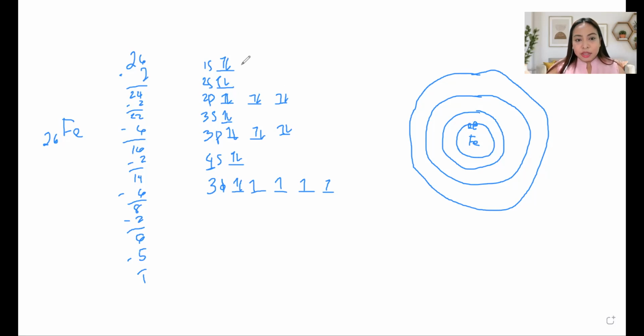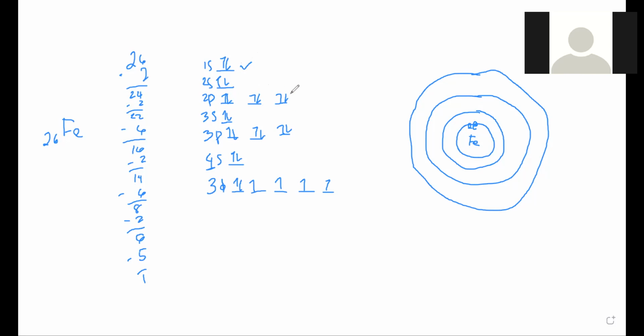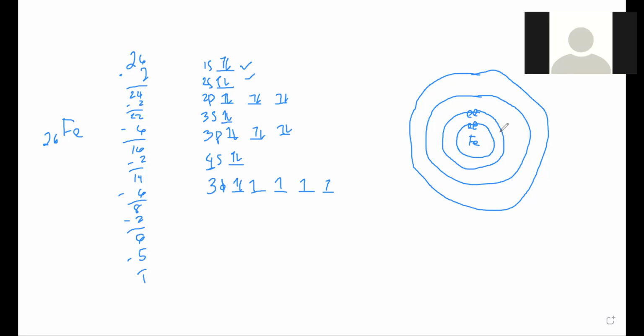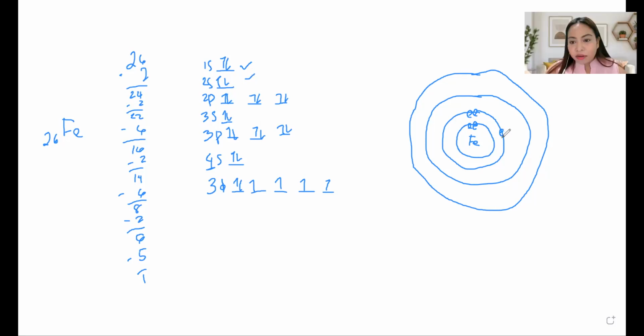Next, we write a check just to keep track. Second orbit, we have second orbit S, 2. We have 2, and then check. Next, second orbit P, we have 6: 1, 2, 3, 4, 5, and 6.